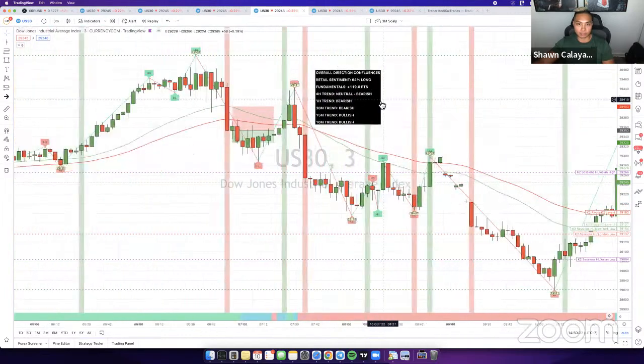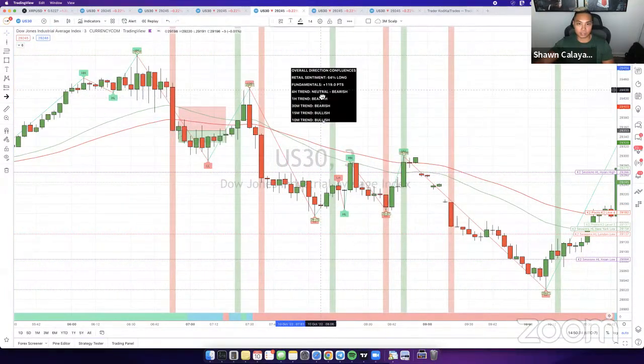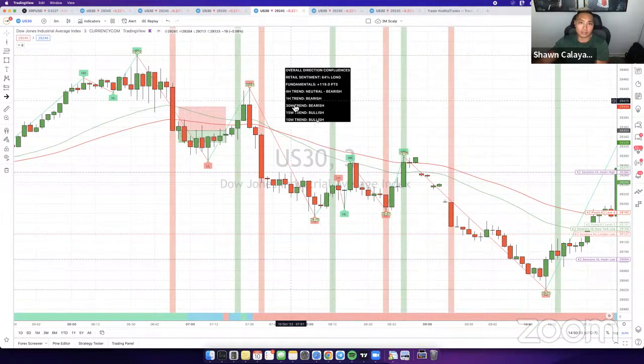And this right here, actually, I was looking at the market this morning. I wasn't trading, but I was looking at it. I saw here that the 4-hour trend was neutral bearish, the 1-hour trend was bearish, and the 30-minute was bearish. So it was actually bearish this morning for the most part. Some of the short-term trends were bullish though.